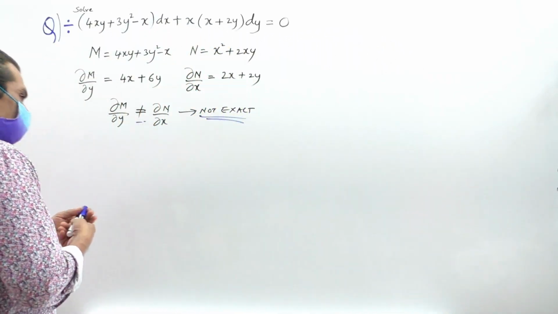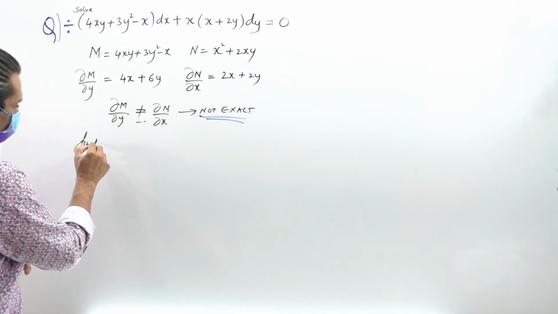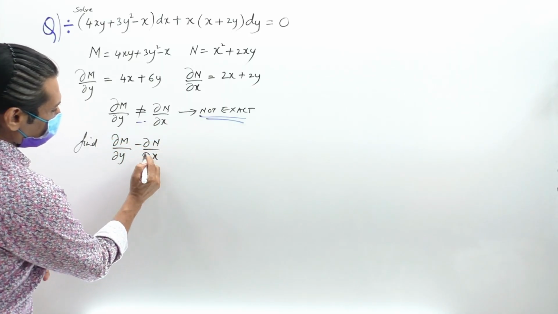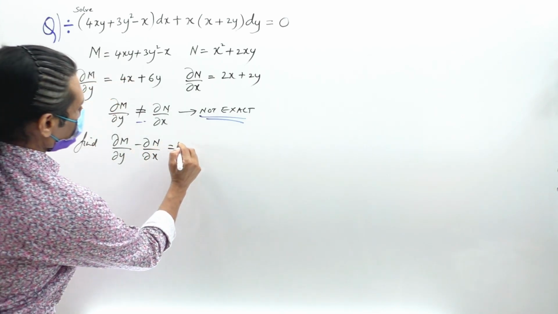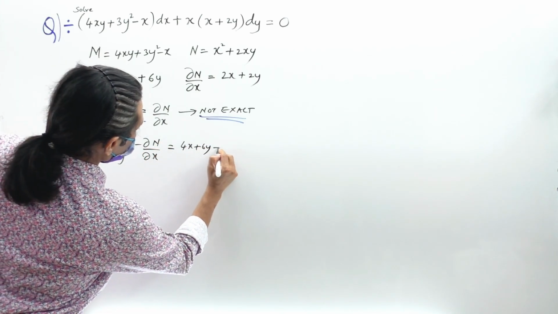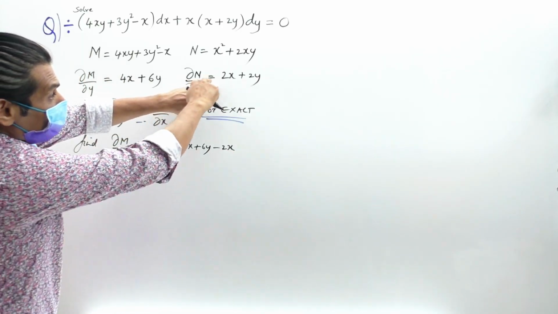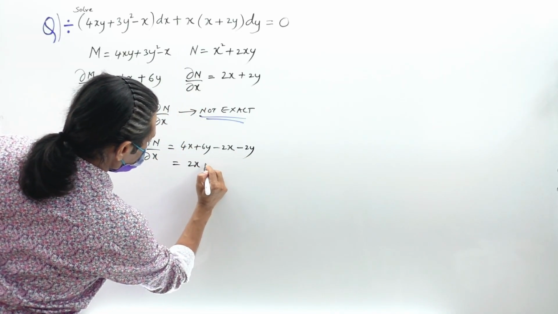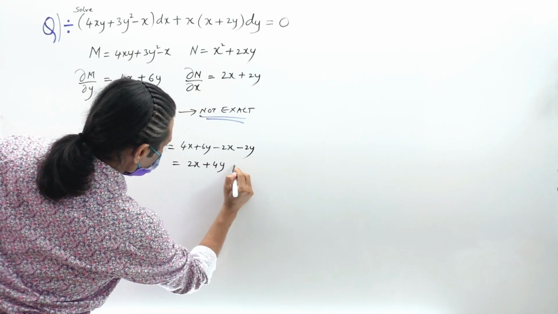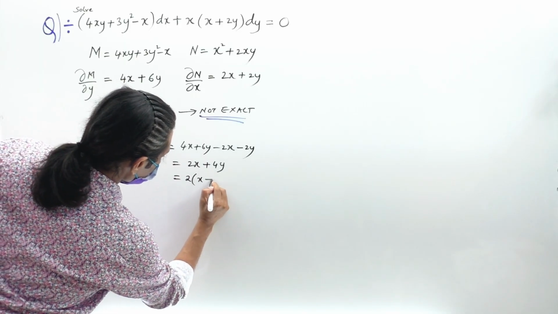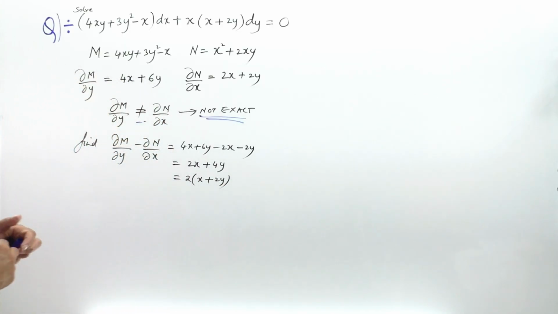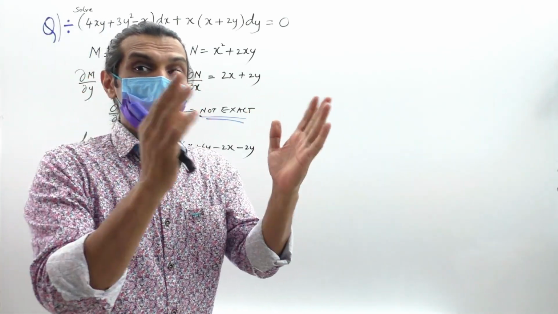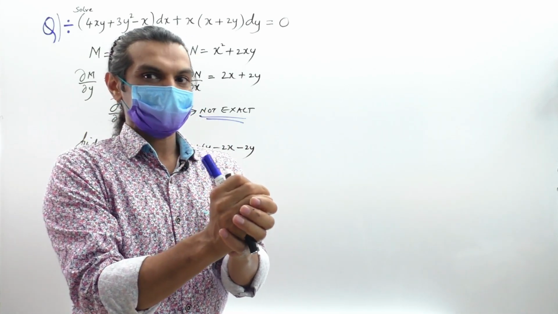So, since it is not exact, we find the difference, ∂M/∂y - ∂N/∂x, and that will be equal to now what? 4x + 6y - 2x, be careful, minus you are applying. So, minus 2y, and that is coming as 2x + 4y. Again 2 is common here, 2(x + 2y). So, when we find the difference ∂M/∂y - ∂N/∂x, we check if it is close to M or N. Based upon that our type works.